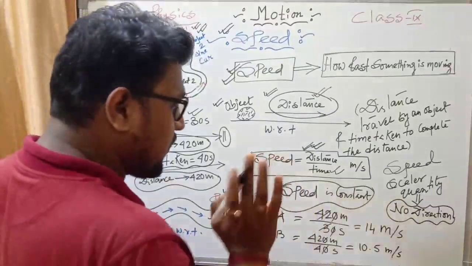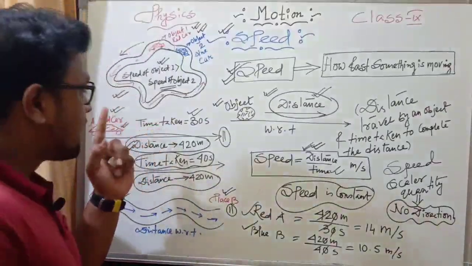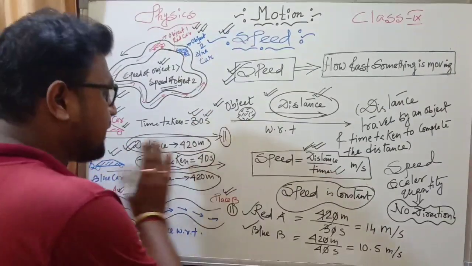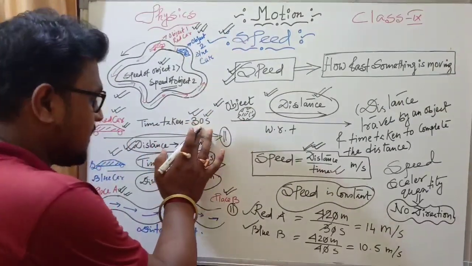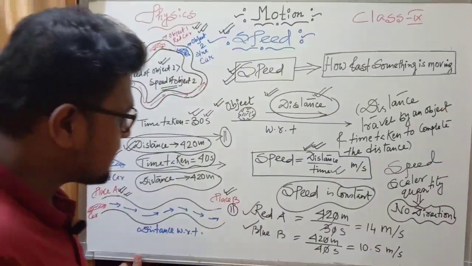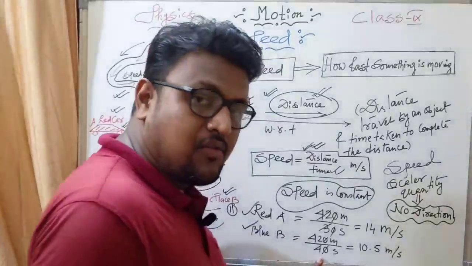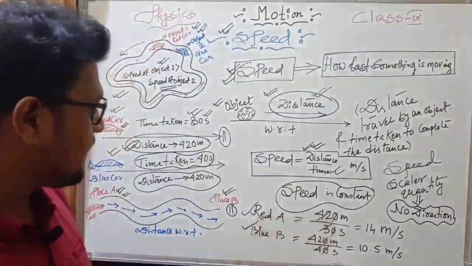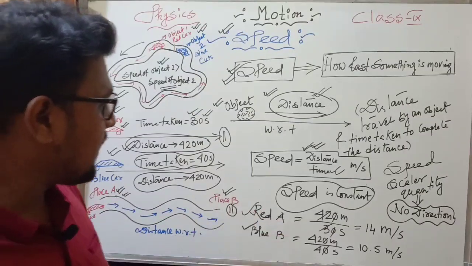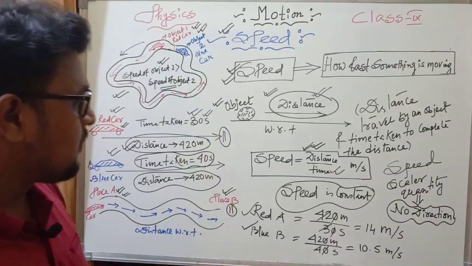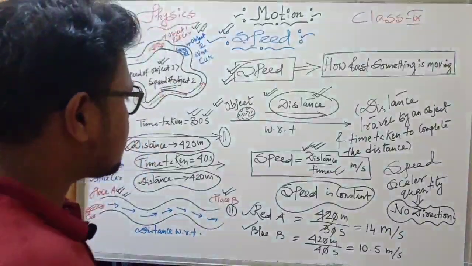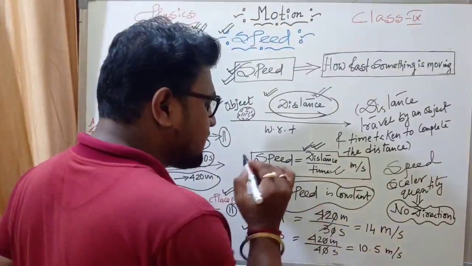Distance here, how much? In both cases the distance should be the same, that is 420 meter. The time taken for the red car to cover that distance is 30 seconds, whereas car B, that is the blue car, covers the distance in 40 seconds. So here the red car A's speed is more, that is 14 meter per second. And the question is, is its speed constant?